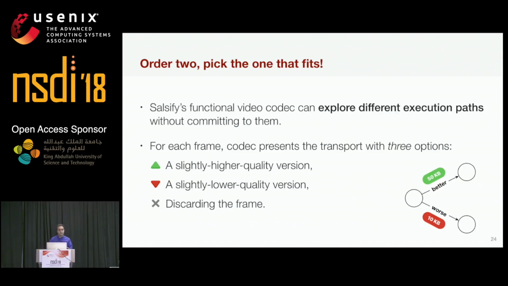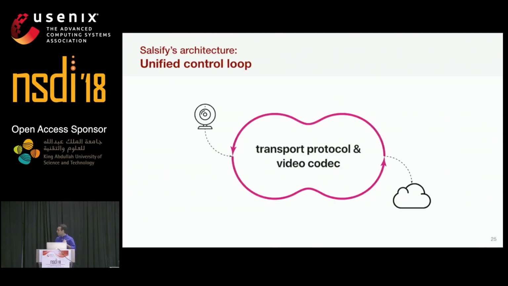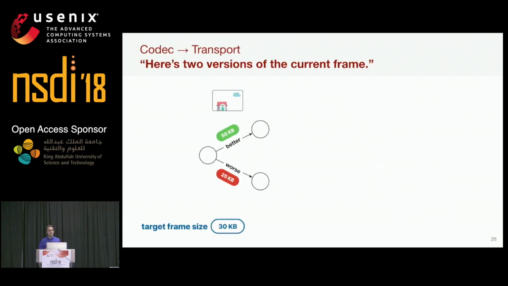We have to send that frame over the network, although it might congest the network. OK, now we have a transport protocol that tells us about the next frame size that the network can handle. We have a video codec that gives transport options, and the transport can pick the one that fits the situation better. And now there is a unified control loop that brings these components together.